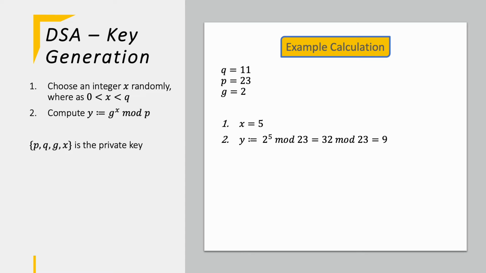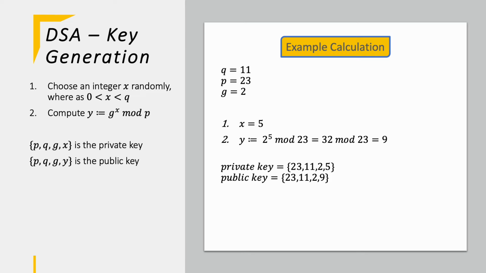for the next phase. So the private key is the list of P, Q, G, and X. So X we just picked. This is our private key. So our private key is 23, 11, 2, 5. The public key on the other side is also P, Q, G, but you have Y as a fourth value. So our public key is 23, 11, 2, 9.